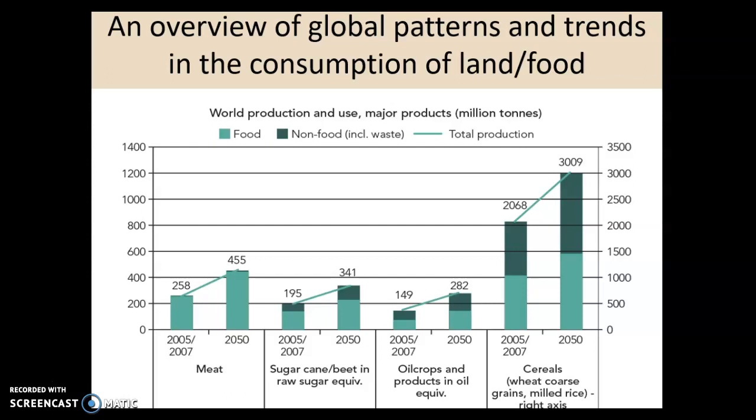So predictions are that we are going to need to produce more, largely because of this global middle class, but we don't have any more land really on which to do that. So this is a pattern of intensification of agriculture basically.